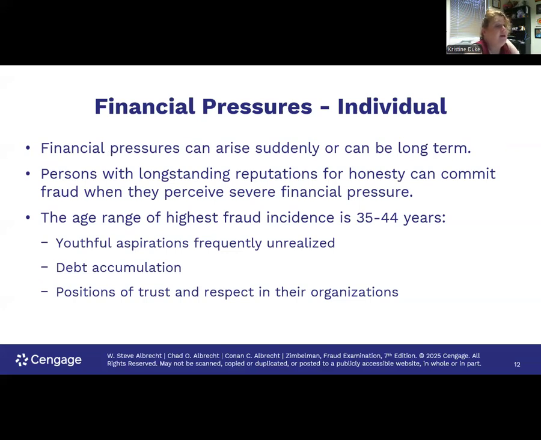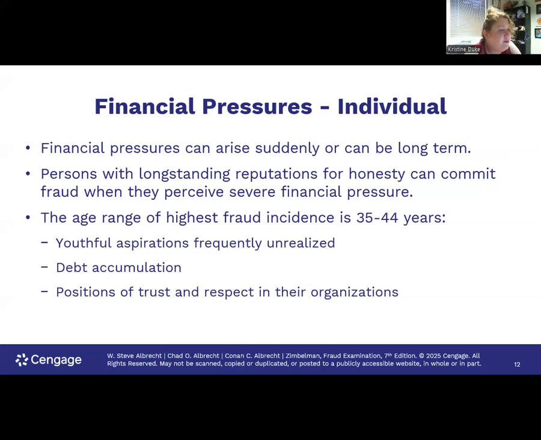Financial pressures can arise suddenly or be long-term. All of a sudden, one of your family members gets sick and you have a high deductible health plan and it's costing a lot of money and you don't know how you're going to do it. Or let's say that your insurance isn't going to cover some damage to your roof. I can come up with all kinds of reasons.